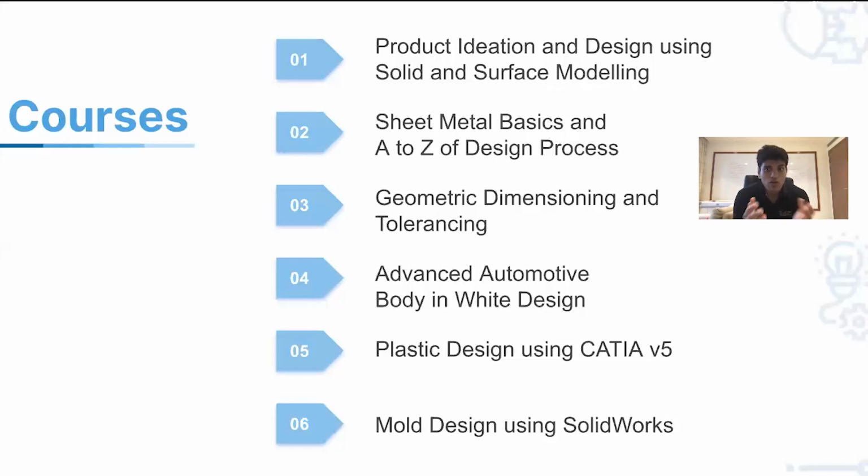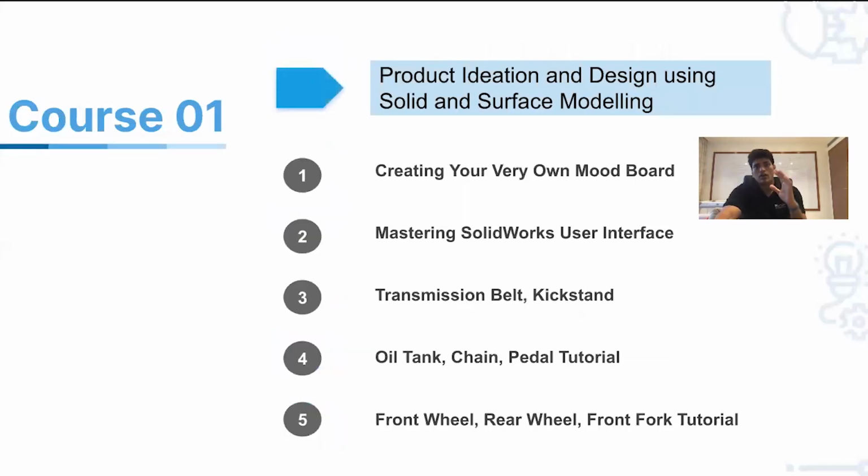Let's go ahead and see what you will be covering in each of these courses. All right. Every course has a set of aspects that we will be covering. For example, in our first course, product ideation design using solid and surface modeling, you will understand how to design your own mood board. Then you will understand how to work on SolidWorks. Then you will design components of an American chopper. American choppers are bikes like Harley Davidson. You will design different components of the American chopper, put them together, assemble them and render them as well.